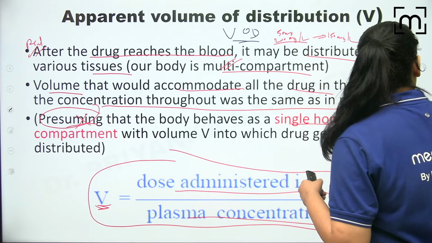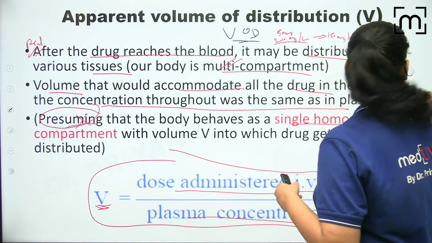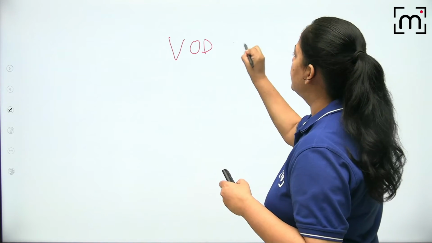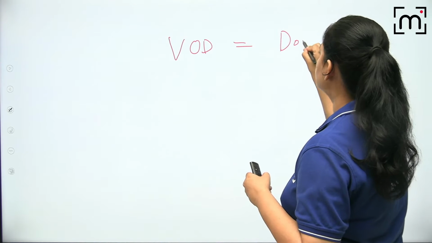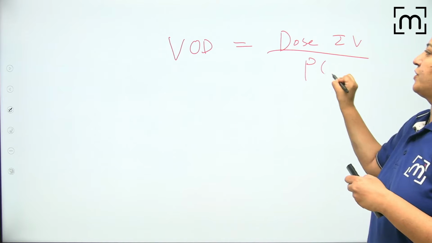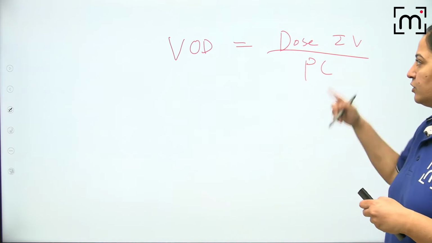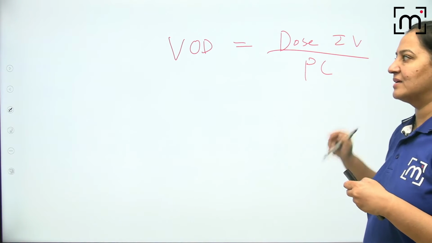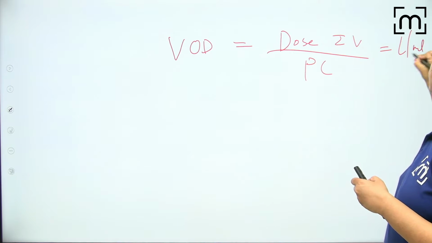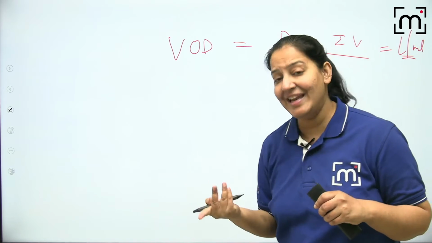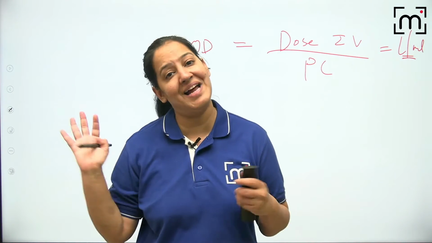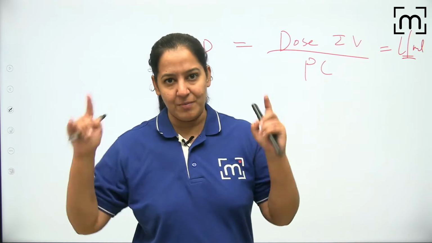So what is the formula? Who will tell me the formula? Just a second, I'm sorry. Volume of distribution is equal to dose of the drug given IV upon plasma concentration of the drug. Please learn this formula. The dose given IV in the numerator and plasma concentration in the denominator. So the answer will be either in liters or in milliliters because it is the volume. So how many liters or milliliters of plasma or blood is required to accommodate that particular amount of drug? That is the formula. Please learn it.